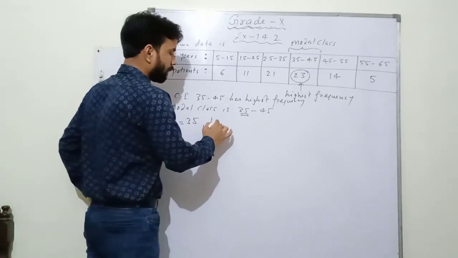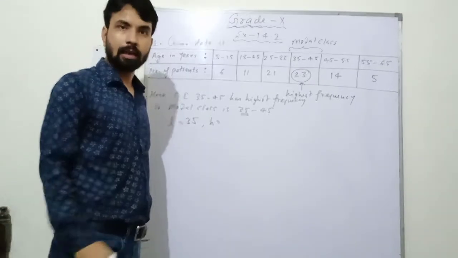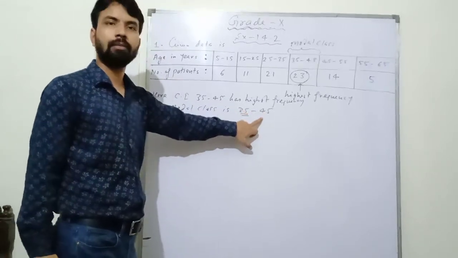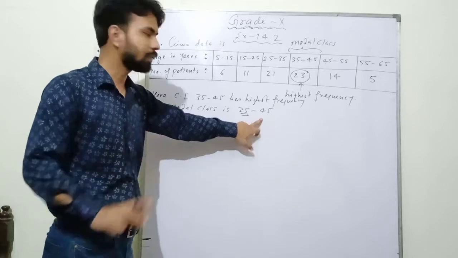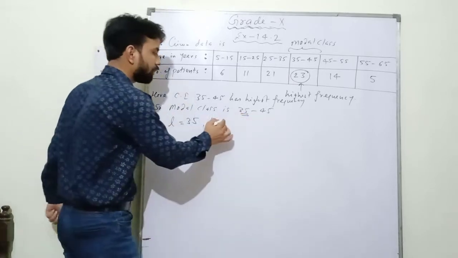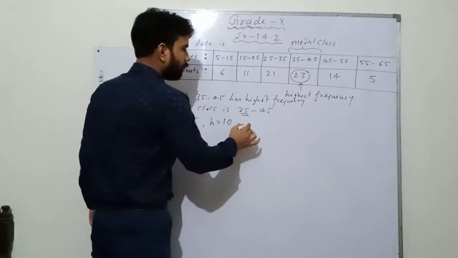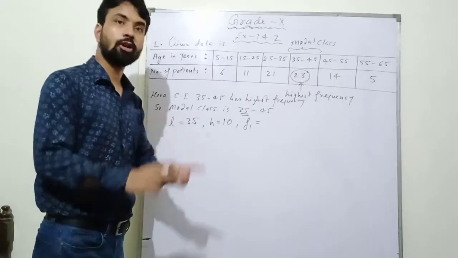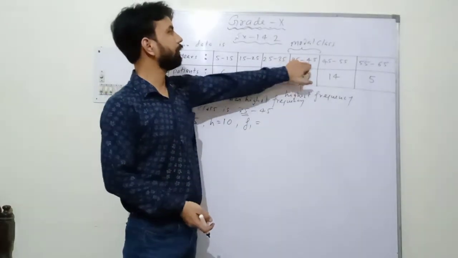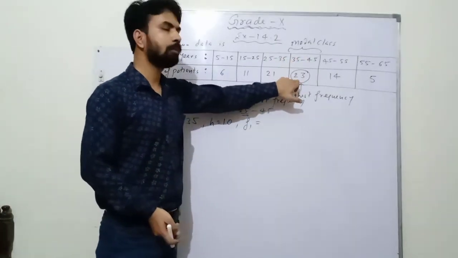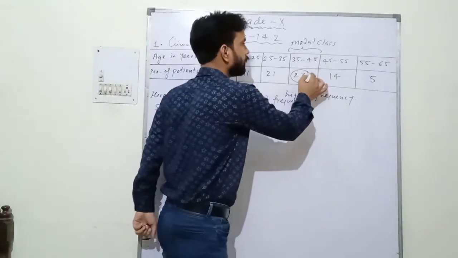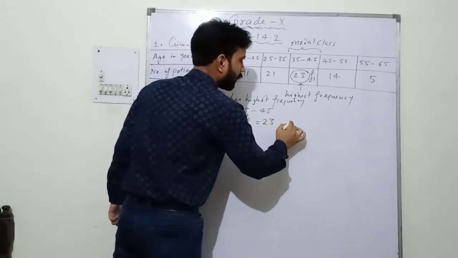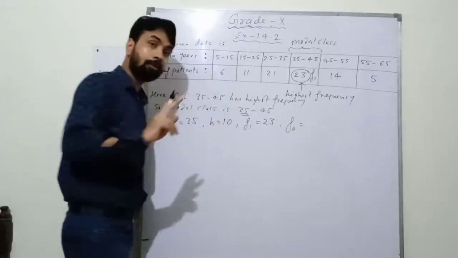Now H. H is the class size of the modal class. Means the gap of this interval 35 to 45. What is the gap? That is 10. There is a difference of 10. So H is equal to 10. Now F1. F1 is what? F1 is the frequency of the modal class. So the modal class is 35 to 45. So its frequency is how much? 23. So this is F1. So F1 equals 23.